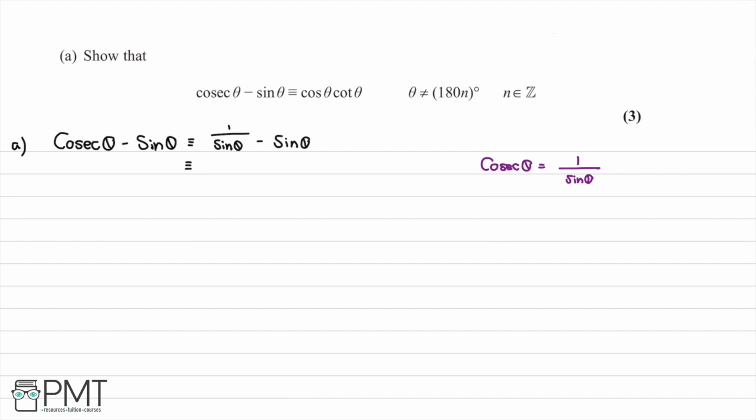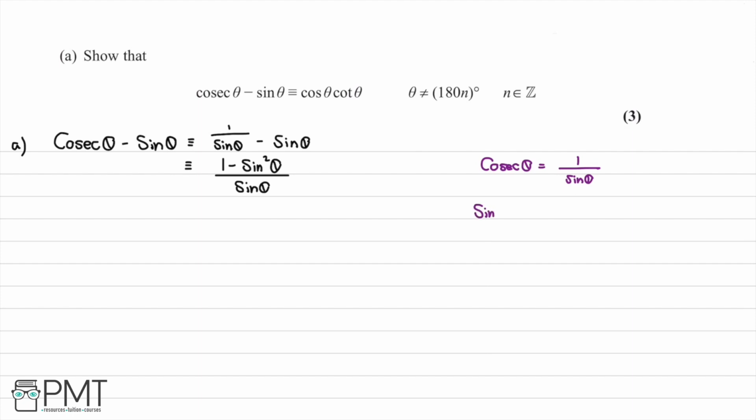The next step is to multiply this out. We're going to have 1 multiplied by 1, which is 1. Then we subtract sine theta multiplied by sine theta, which is sine squared theta. For the denominator of our fraction, we have the denominator in this fraction, sine theta, multiplied by 1, which is equal to sine theta. Now we've combined this into one single fraction, what's next?